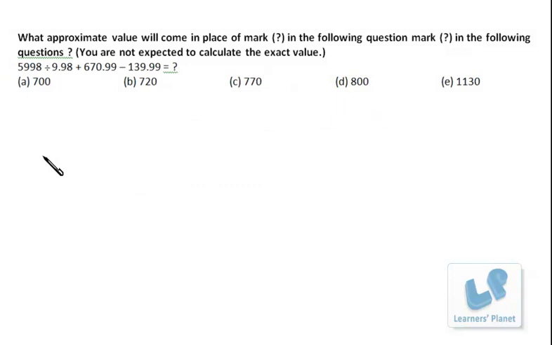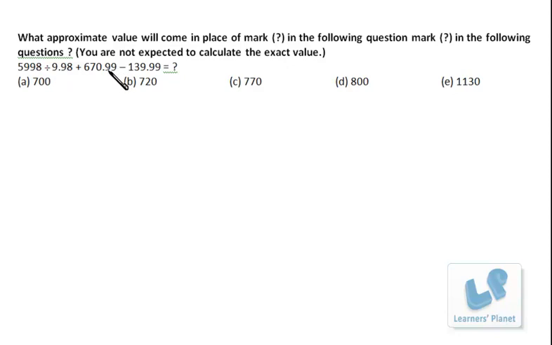now let's do this calculation. It is 5998 divided by 9.98. Now this divided by this, and this is addition and subtraction. So what you can do is approximate both numerator and denominator to higher side to nullify the effect. It will be 6000 divided by 10, that is 600, right?